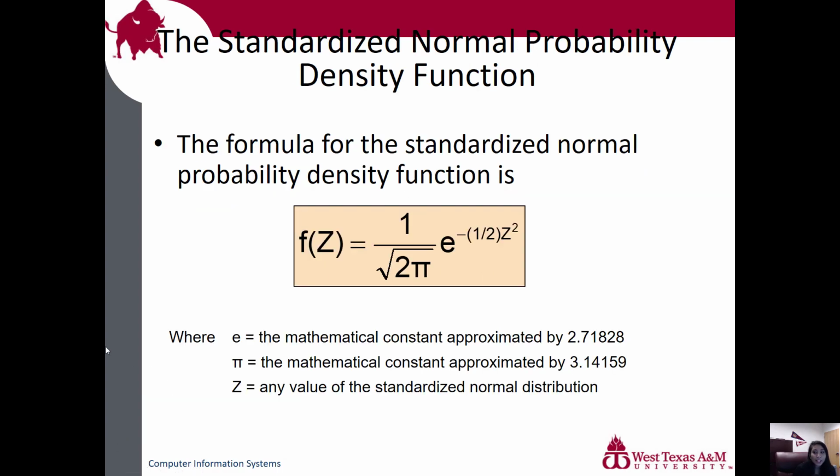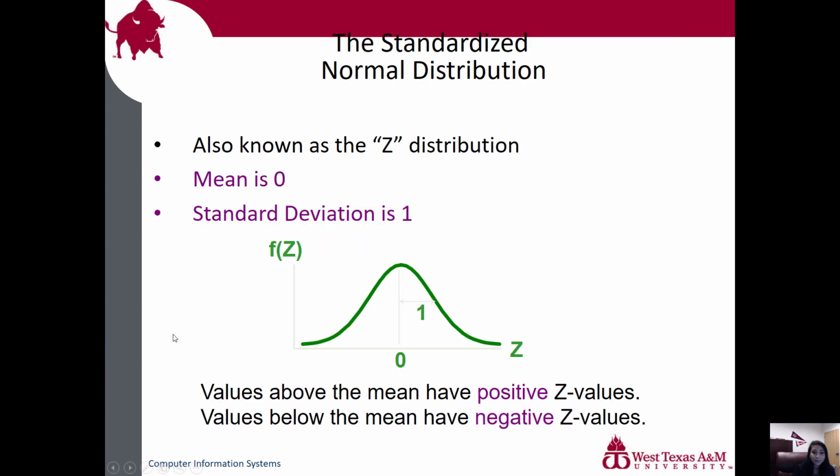Here's the formula for the standardized normal probability density function. Again, I don't need you to memorize this, but here it is. As I stated before, the z distribution, or the standardized normal distribution, your mean is 0 and your standard deviation is 1. And what that gives us is if you have a positive z value, then you know that it is above the mean, and if it is a negative z value, then you'll know it's below the mean.